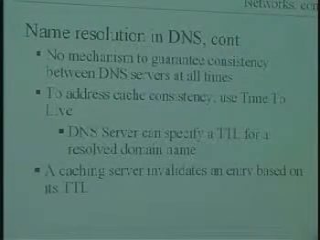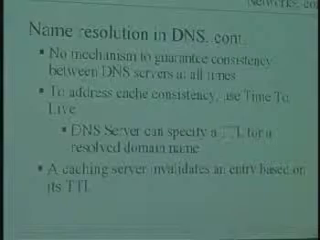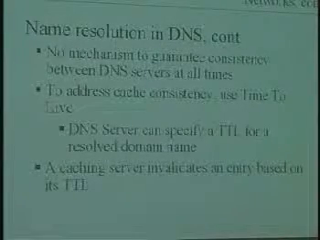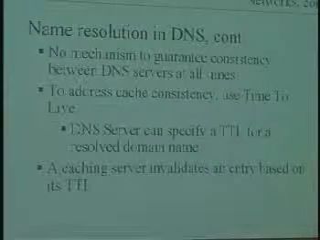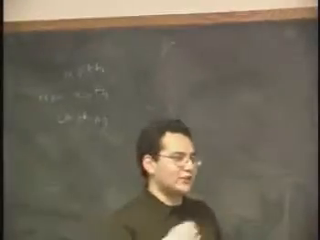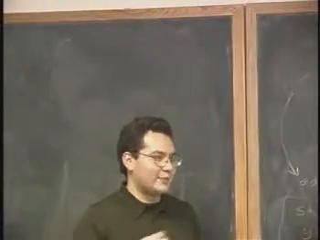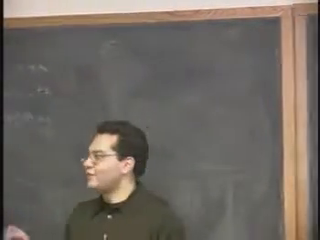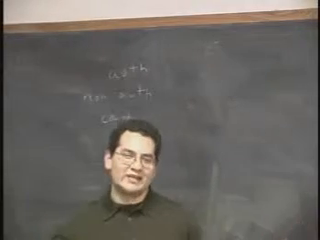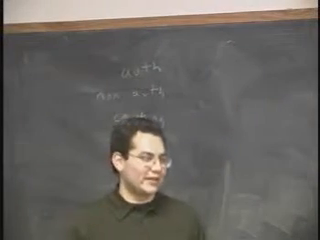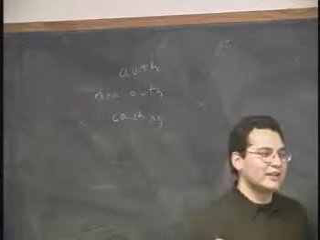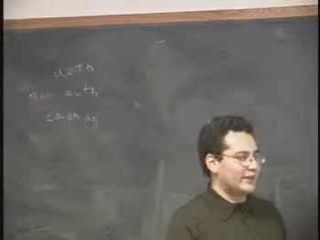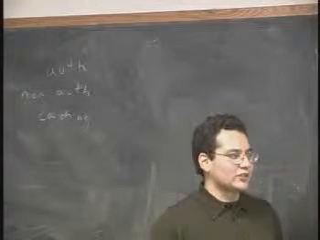And one approach that people use to try to get this consistency, at least a little bit, is this notion of a time to live number. What the DNS server can do, when it gives you an IP address, is say the time to live for this is a day or a week or something like that. And the caching server has to invalidate that entry once that time limit is done.